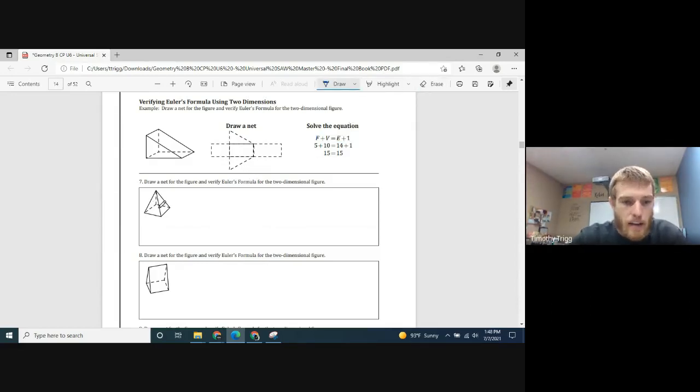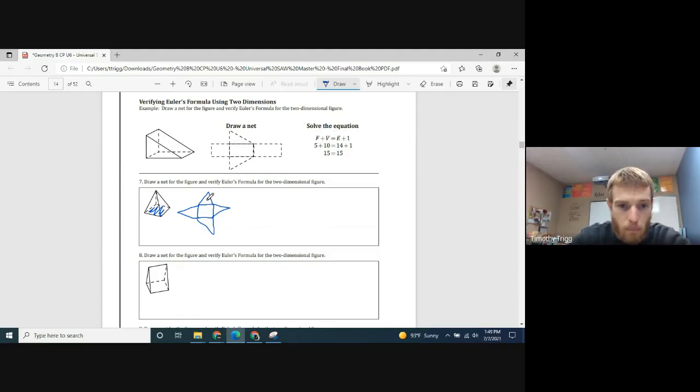So let's flatten this out to a net. You can imagine I'm going to keep the base in the middle. And you can imagine this pyramid kind of unfolding here. You'd have a triangle connected to each edge of the base. My picture is not the best. Hopefully you do better. But then we want to verify Euler's formula.